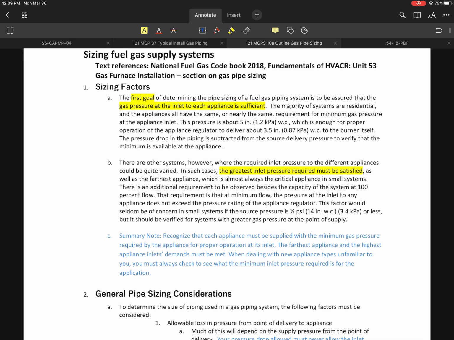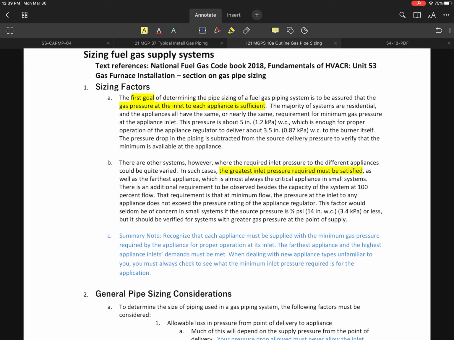I had mentioned on here the typical minimum requirement for pressure to the appliance inlet is normally going to be about 5 inches of water column. You might notice this on a tag on the appliance, and likely one of your assignments is going to be for you to identify that. I'll likely take a picture of that and pop it in Blackboard, and you guys can identify exactly what the minimum inlet pressure is for 2 applications.